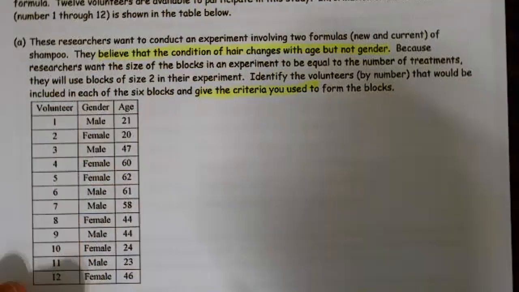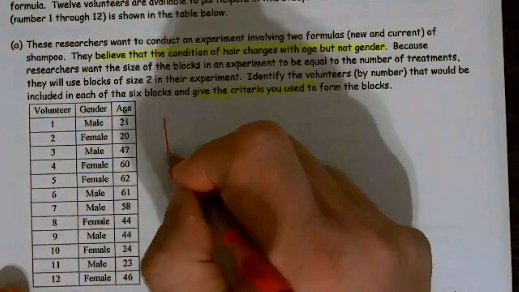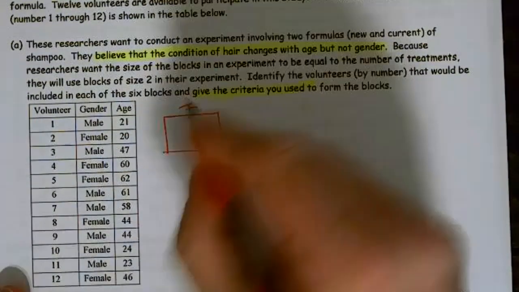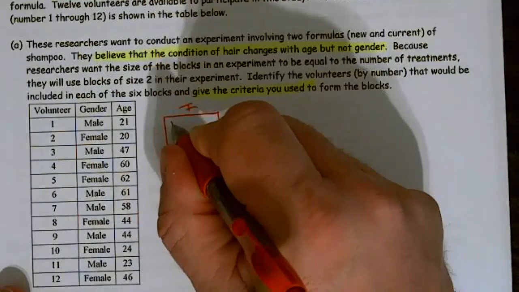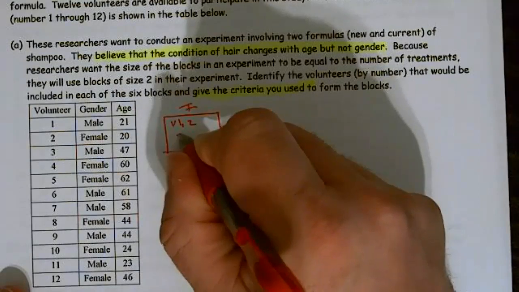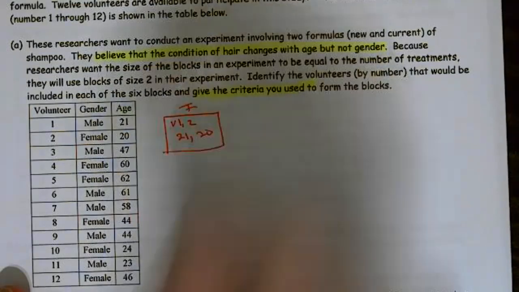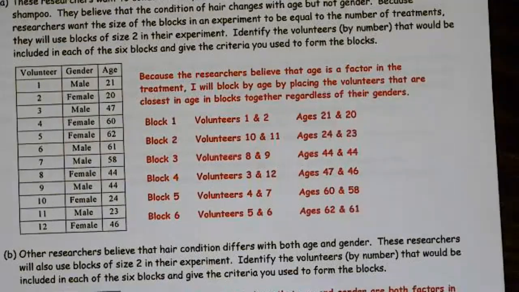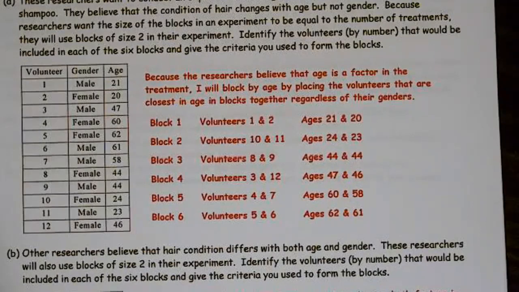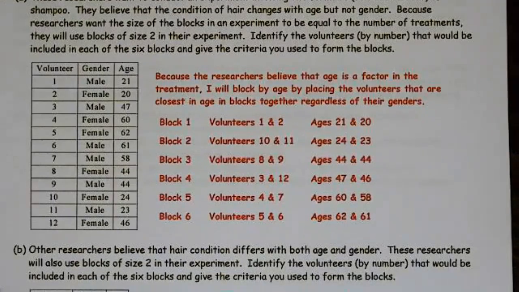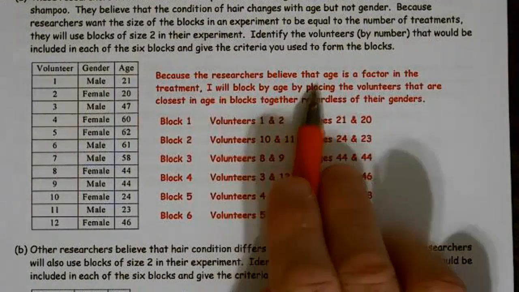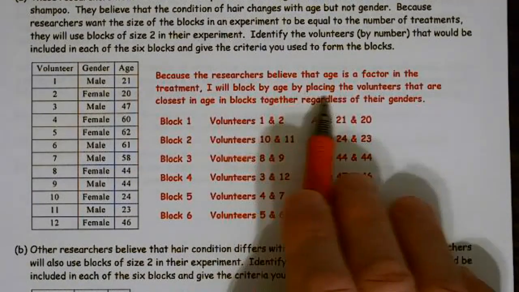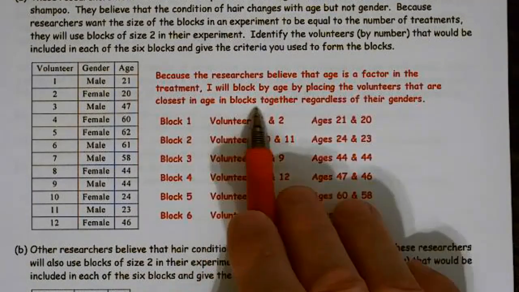Now, there is more than one way to do a block. You could make a box and say, all right, this is block 1, and I'll put volunteers 1 and 2, which are ages 21 and 20, and that would be great. I could do that for all of them. That wasn't easy for me to type out, so I just made a list, and I started off with my criteria. My criteria is: because the researchers believe that age is a factor in the treatment, I will block by age by placing the volunteers that are closest in age together in a block.